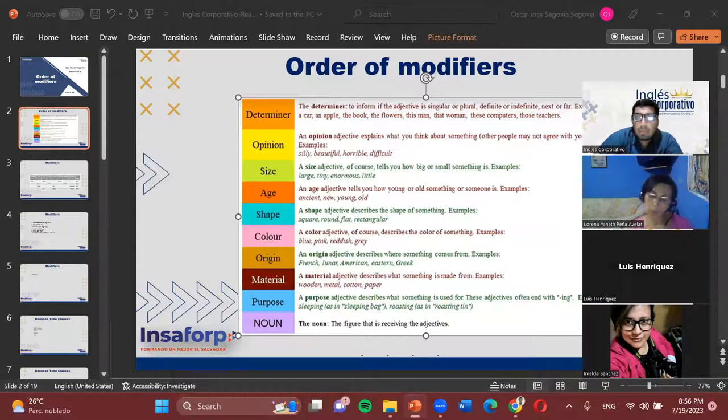I have a horrible gray American jacket. Okay, one second. Okay, I have a horrible gray American jacket. A horrible gray American jacket. Wait, it's American.